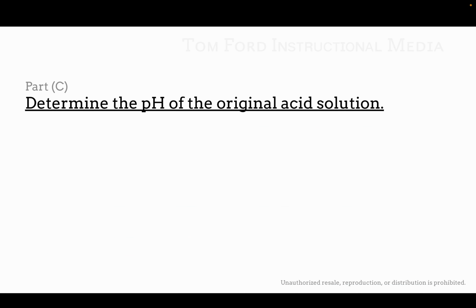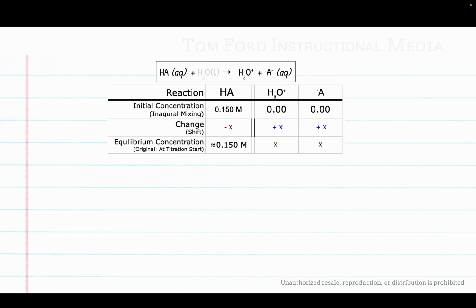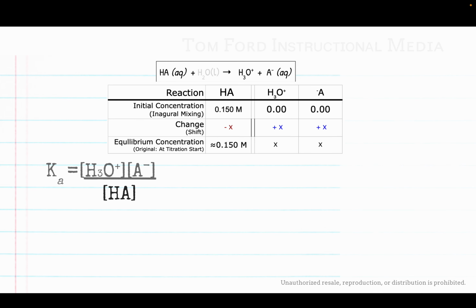Part C, determine the pH of the original acid. Okay, so we're going to think about when the titration starts. The weak acid partially dissociates when it is added to water initially. This creates an equilibrium between the undissociated acid, its conjugate base, and hydrogen ions.